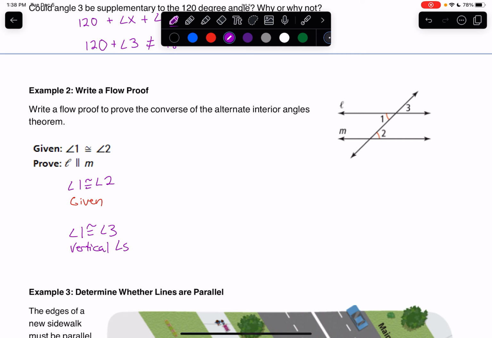So then I'm going to go ahead, and this is the part where it becomes a flow proof. I'm going to put some arrows here because if I take both of those pieces of information, knowing that angle 1 is congruent to angle 2 and angle 1 is congruent to angle 3, then I can use substitution to show that angle 2 is congruent to angle 3. So I'm going to put that there. Angle 2 is congruent to angle 3 by substitution.